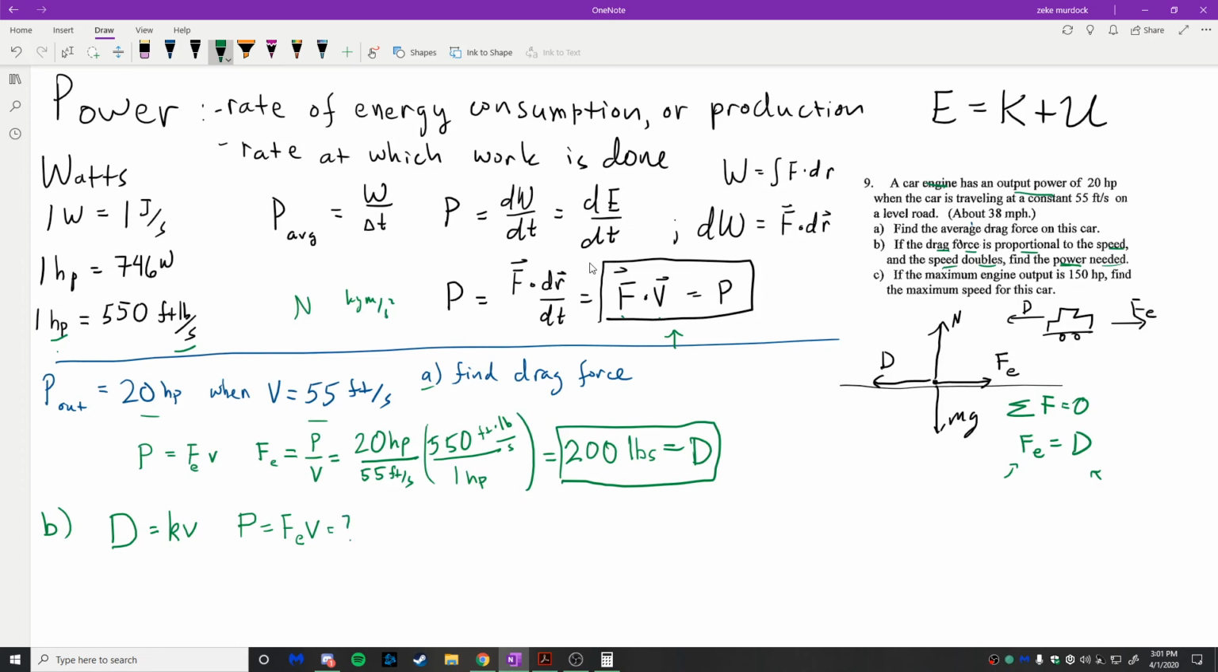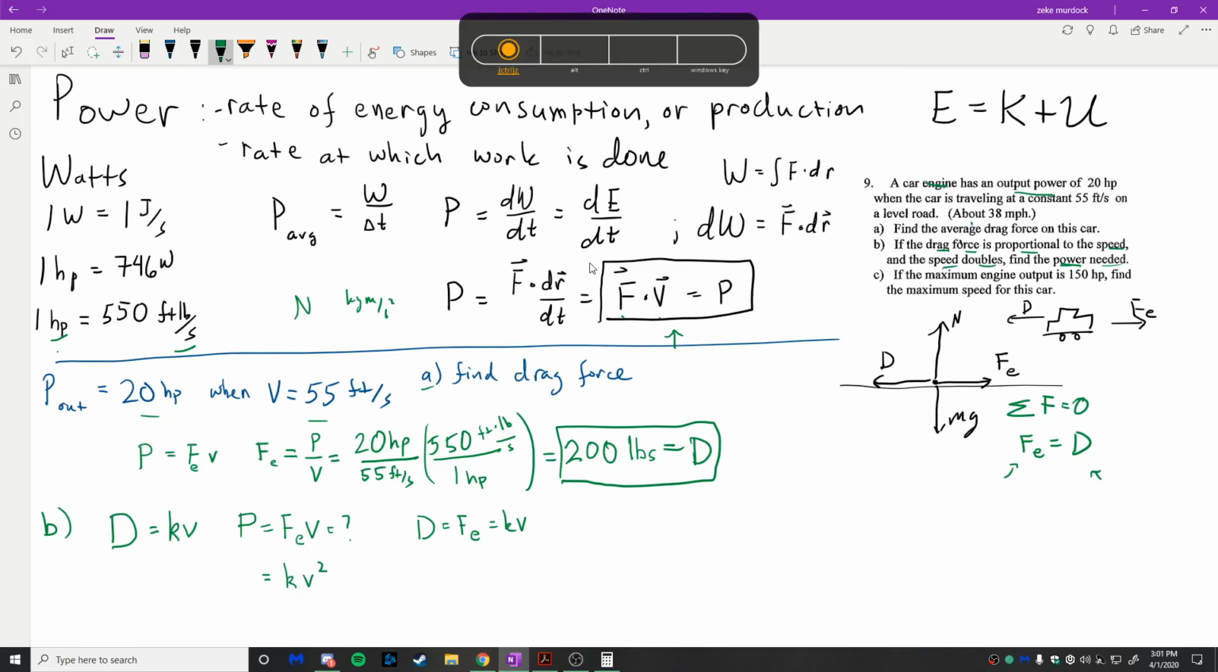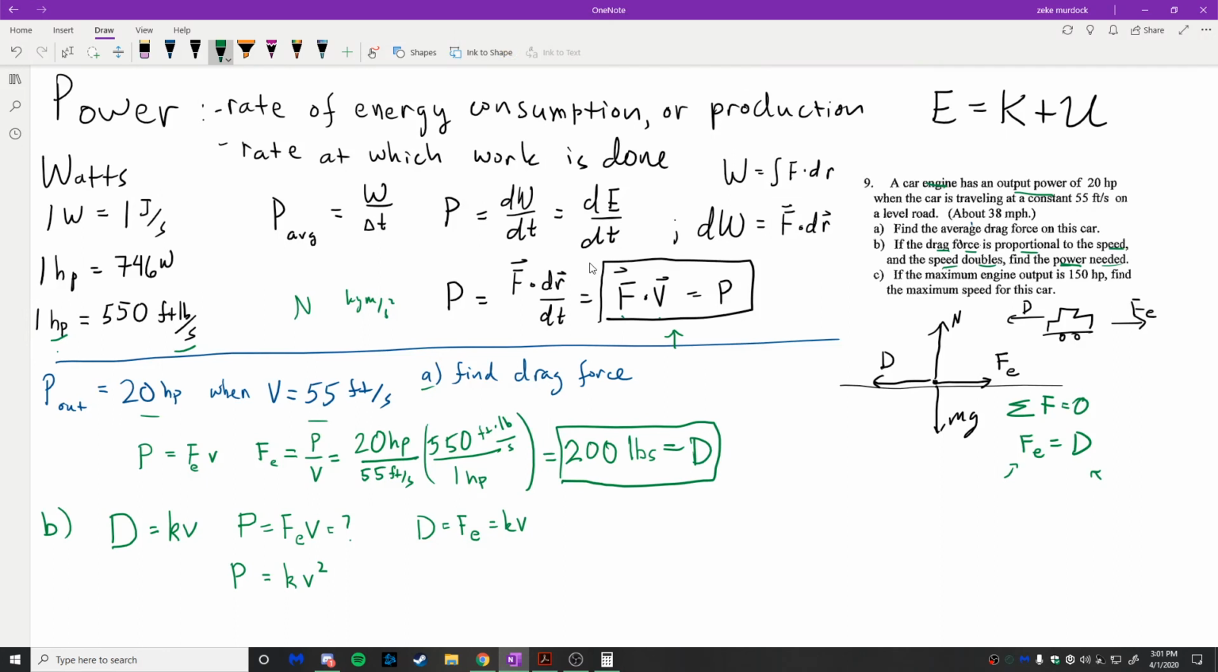We also know from the previous part that the drag force happens to be equivalent to the engine force when the car is traveling at a constant speed, right? So we can combine these together here, I believe, to say that Fe is equal to drag, and drag is equal to kv, right? So I can replace Fe with just k times v. So this is going to become k times v squared. Oops, k times v squared is equal to the power.